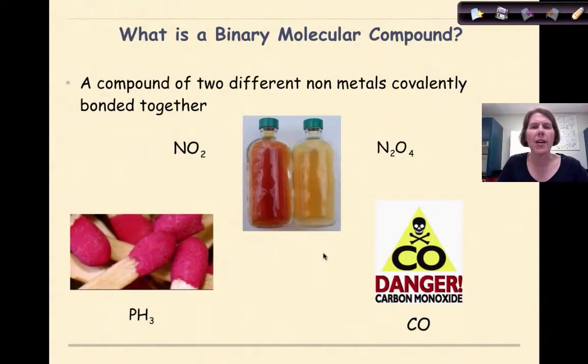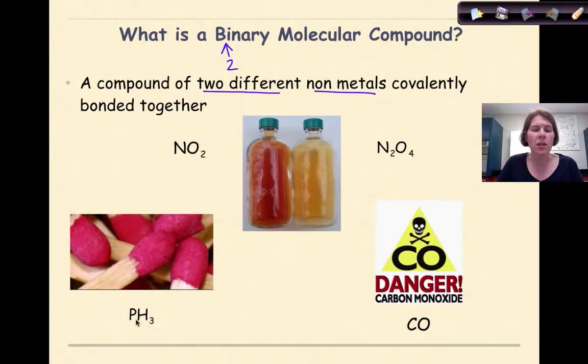So what is a binary molecular compound? Well, bi means 2. Molecular means basically nonmetals and covalent bonding. And it's a compound, so it's going to be 2 different nonmetals coming together. So here's some examples of some binary molecular compounds. Nitrogen dioxide, which is this red substance right here, and dinitrogen tetroxide, which is this lighter color over here. So these are both examples of binary molecular compounds.